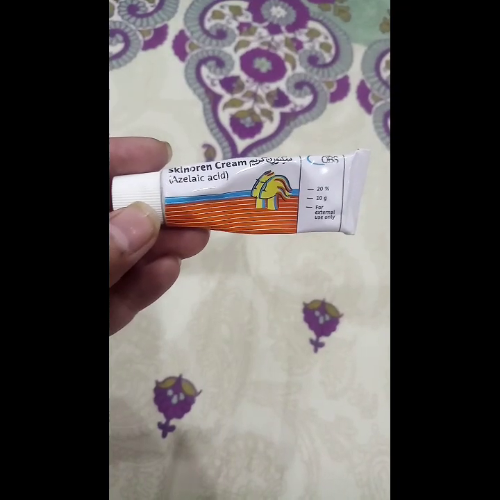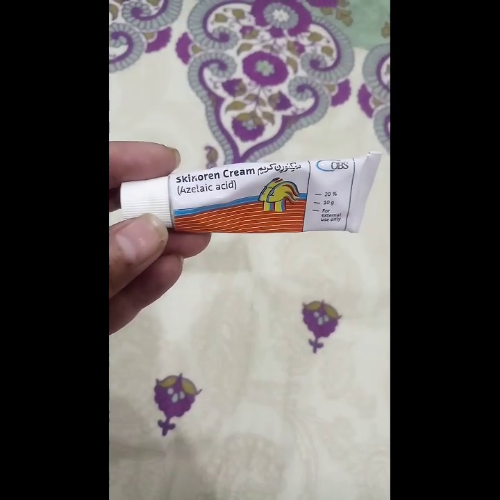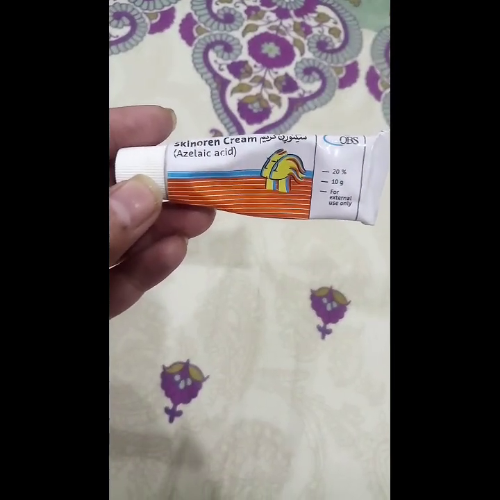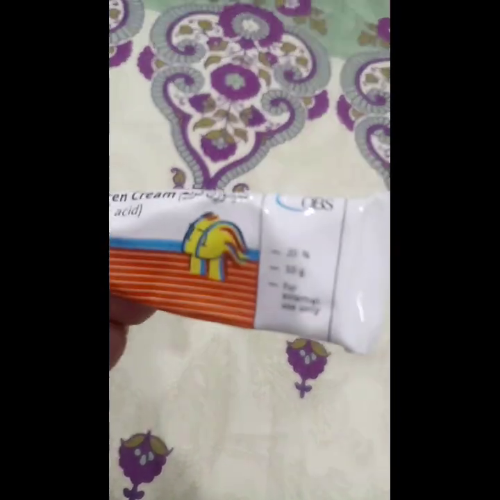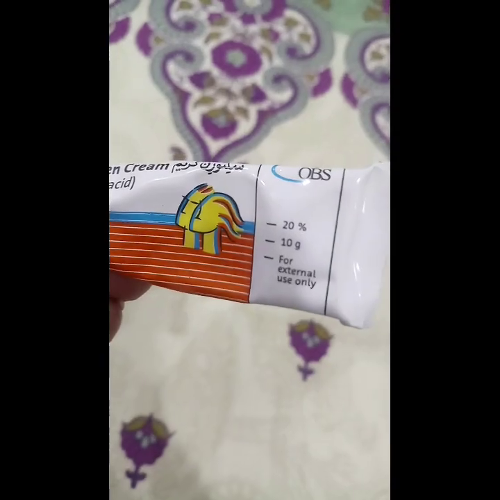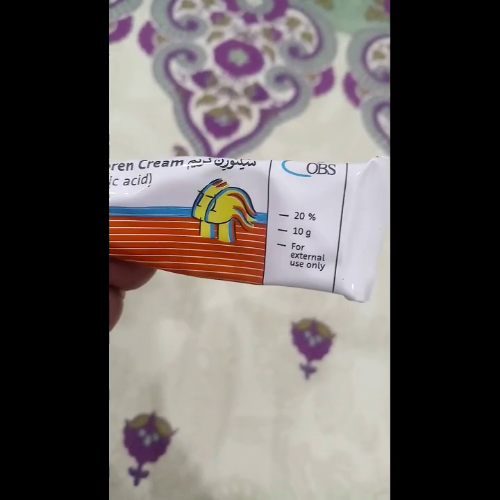What is azelaic acid? Azelaic acid is a dicarboxylic acid molecule with anti-inflammatory and antioxidant properties, effective in the treatment of acne vulgaris and papulopustular rosacea, among other cutaneous conditions.